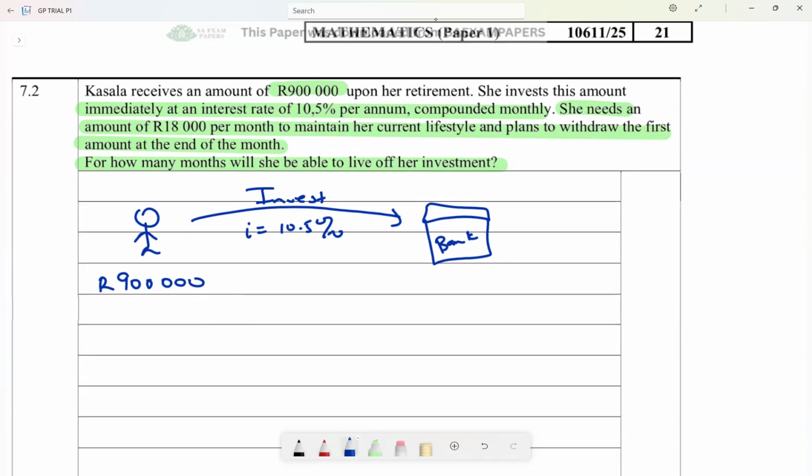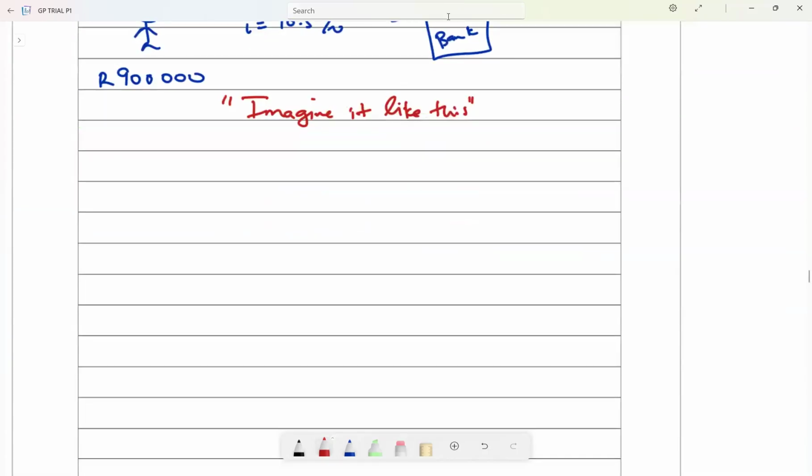So remember, when you invest this money into the bank, it will grow again. But as it grows this month, she withdraws 18,000. The other month it's going to grow again, she withdraws 18,000. So this scenario is the same as, take it like this. Imagine it like this.